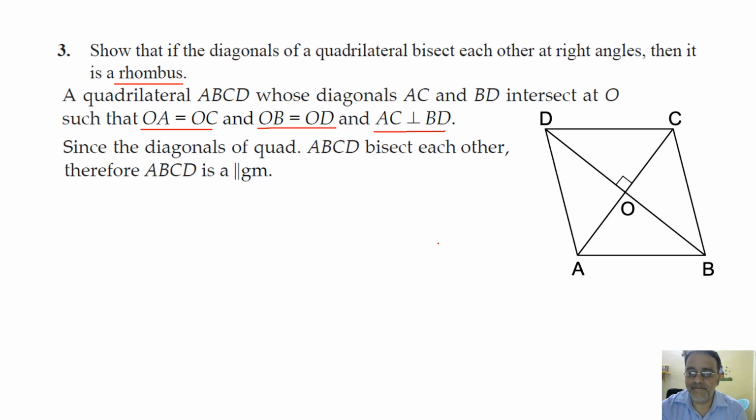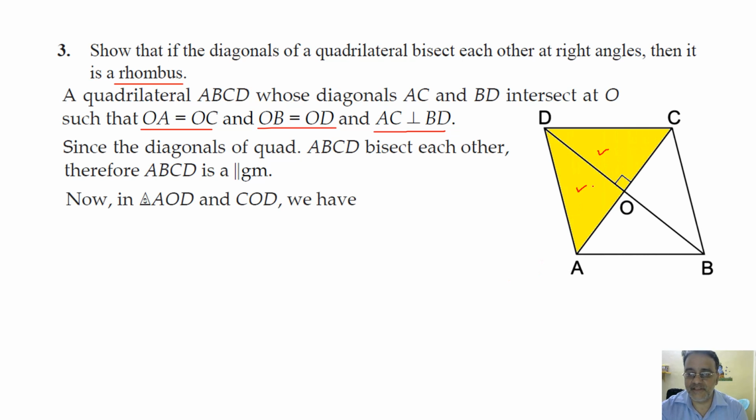Now we have to show all sides are equal. For that, what will we do? We will take these two triangles first. We will prove these two congruent. Okay, this yellow color. AD is equal to CD. Why? Sides of rhombus? No, this is what we have to prove, okay? Here we are using what is given.